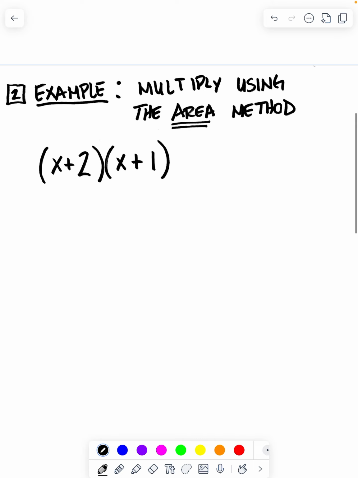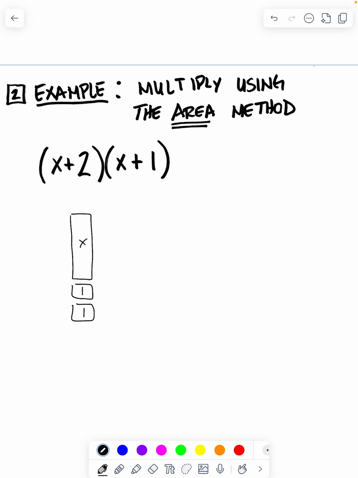So now we have x plus 2 times x plus 1. I'm going to have x plus 2, so we have an x, a thin rectangle for our x, and then plus 2 small squares for our 1s. I'm going to set this up vertically, and then I'm going to set the other one up horizontally so we can start filling in the area of the table that it forms.